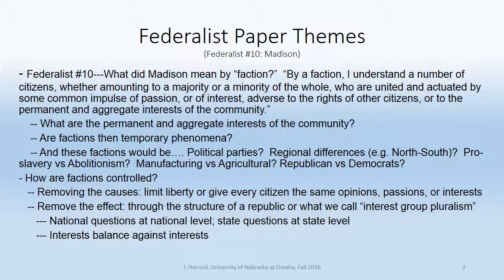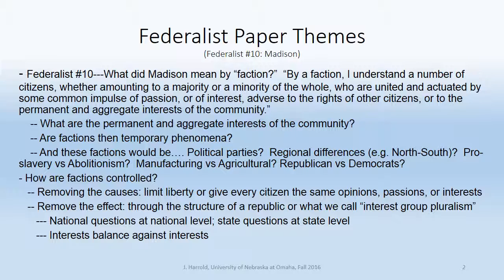So what did he mean by this? So what are the permanent and aggregate interests of the community? That's a really good question to ask. So he's saying that a faction would be opposed to the permanent and aggregate interests of the community. So he seems to be implying that there's some long-standing public interest that once in a while is interrupted by temporary passions. So then are factions temporary phenomena?